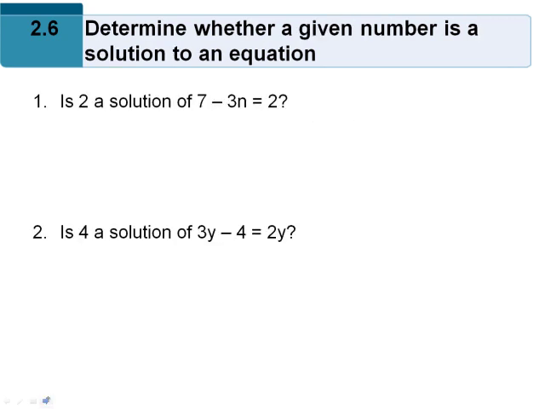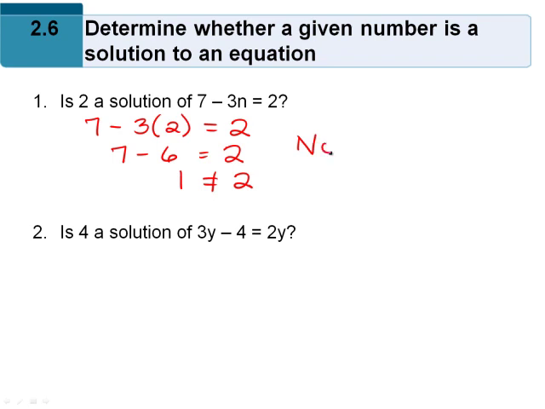So look at this first question. Is 2 a solution of 7 minus 3n equals 2? What you're going to do is plug in the 2 everywhere there's a variable, in this case the n. So we're going to have 7 minus 3 times 2, because that's what the multiplication in 3n means, equals 2. The right-hand side of the equal sign is already simplified to just the number 2. But we have to simplify the left-hand side. We're going to do multiplication first and follow the order of operations. So we have 7 minus 6 equals 2. Well, 7 minus 6 is 1, and that does not equal 2. So the answer is no.